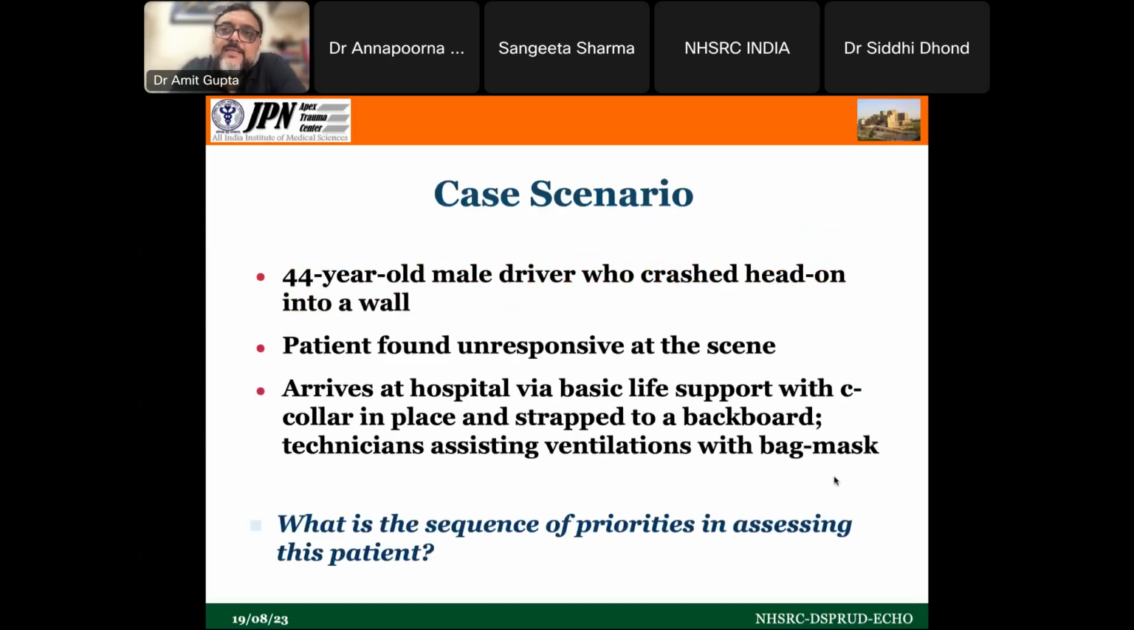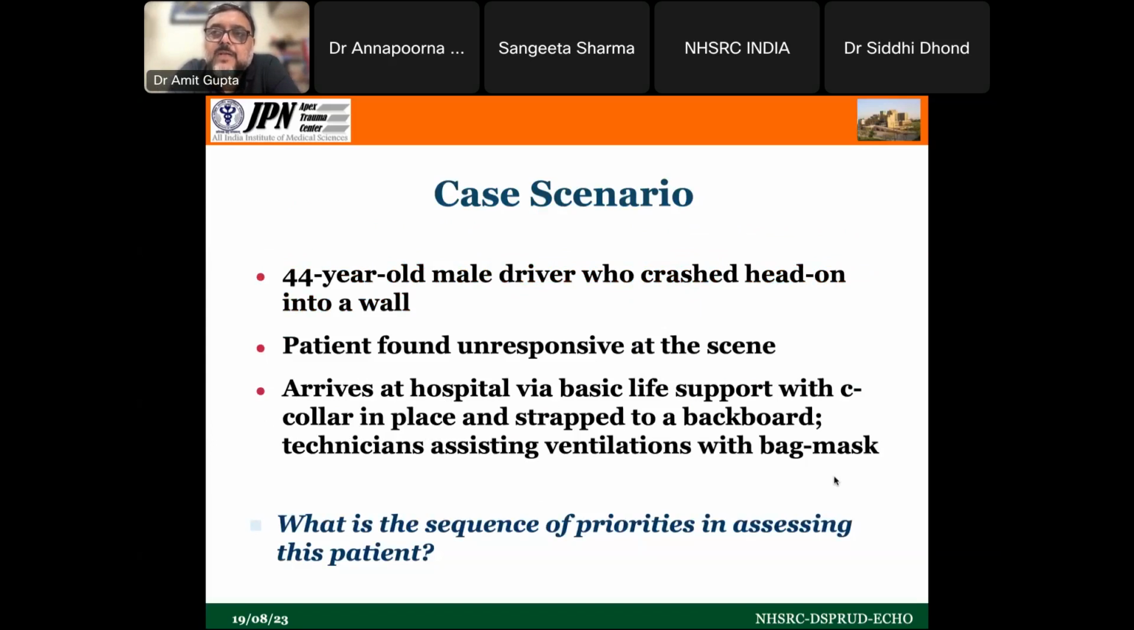Let us start with a case scenario. A 44-year-old male driver who crashed head-on into a wall, that means the transfer of energy is very, very high. Basically, trauma is nothing but the transfer of high energy onto the human body in a very small time. So any energy which is transmitted onto the human body will cause injury.